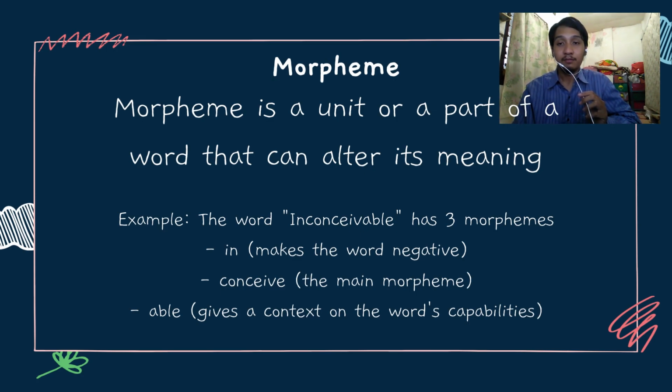The first morpheme, in, in inconceivable, makes the word negative. Conceive, the second morpheme, is the main morpheme of this word, while the third morpheme, able, gives context on the word's capabilities.